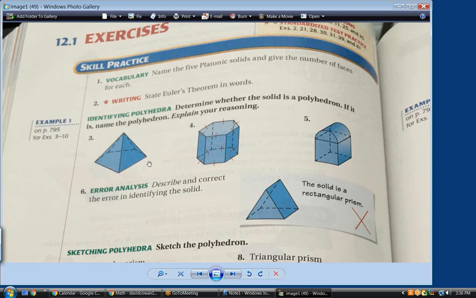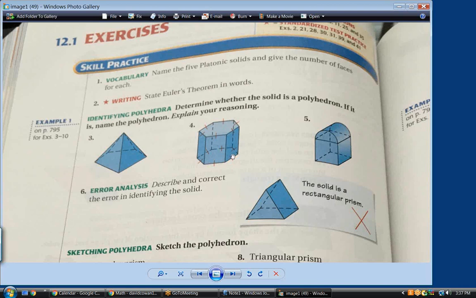There may be a special word for it, but a pyramid is basically where it goes to a central point regardless of how many sides the base has. In other words, the base could have 3. It could be a triangle, which I believe is called a tetrahedron, or any number of sides on the base. Determine whether the solid is a polyhedron. The one type of polyhedron that you're going to get into a lot are prisms.